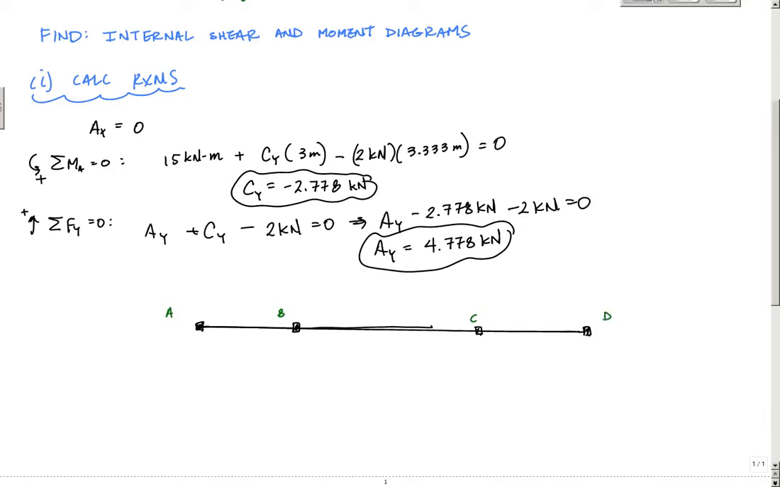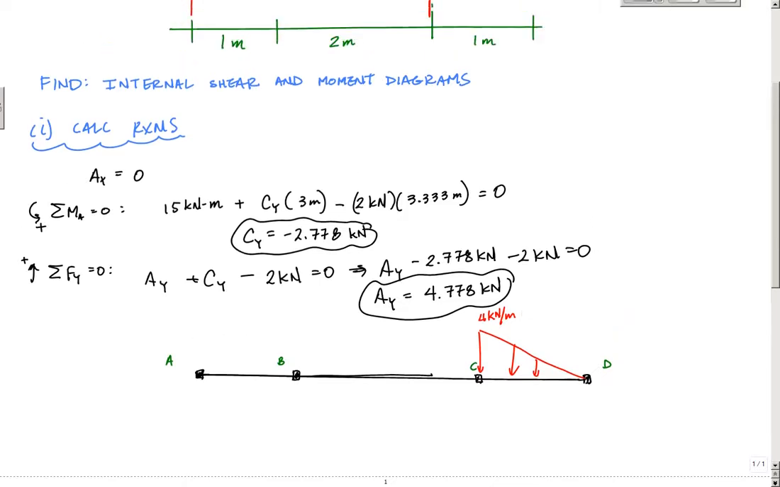I didn't draw in the supports. I just want everything to be replaced by forces, moments, and distributed loads. So I've got this linearly distributed load that was 4 kilonewtons per meter right there. I have a reaction here. Now I'm going to draw this in the correct sense.